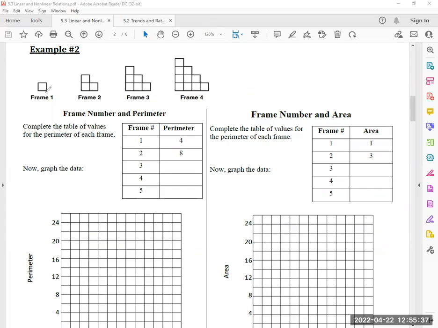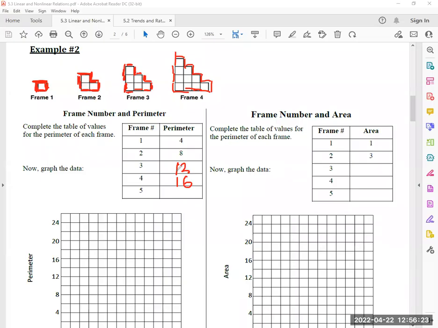So let's count. Frame 1. 1, 2, 3, 4. Perimeter is 4 units. Don't worry whether it's centimeters or meters. I don't care. Frame 2. 1, 2, 3, 4, 5, 6, 7, 8. So we have 8. What about frame 3? 1, 2, 3, 4, 5, 6, 7, 8, 9, 10, 11, 12. That's 12. And lastly, frame 4: 1, 2, 3, 4, 5, 6, 7, 8, 9, 10, 11, 12, 13, 14, 15, 16.